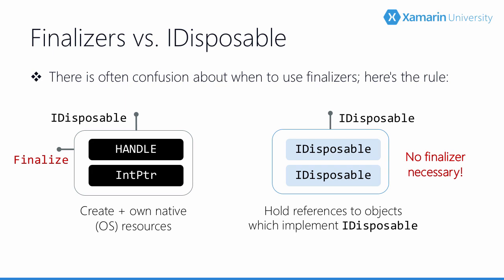So in the case of a file stream, for example, it clearly is holding on to a native file handle, but my client object using the file stream does not need to implement a finalizer. I would simply implement IDisposable if I'm wrapping that file stream, in order to dispose the file stream. The file stream is the thing that would have the finalizer. Okay, so it's only the direct owner of the native resource that implements Finalize. Anything else is strictly IDisposable.